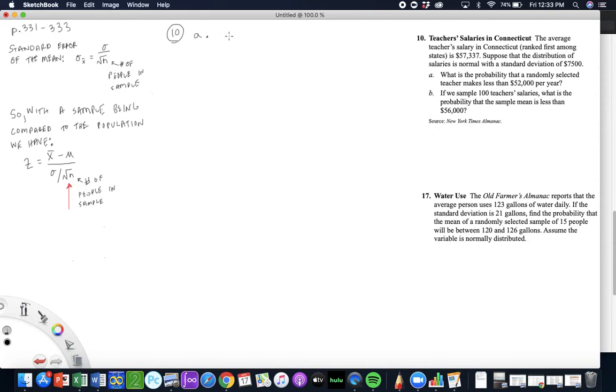So the reason why I chose number 10, the teacher's salaries in Connecticut, was because it helps to identify what the big difference is. So you'll notice that on number 10 it says, what is the probability that a randomly selected teacher, and this is why I wanted to emphasize this. On your quiz, I'm going to ask you guys to read a problem and determine whether it's normal distribution or you would use the central limit theorem. And that's specifically based upon the fact, is the question asking about an individual, how they compare to the population, or is it asking about a group of people?